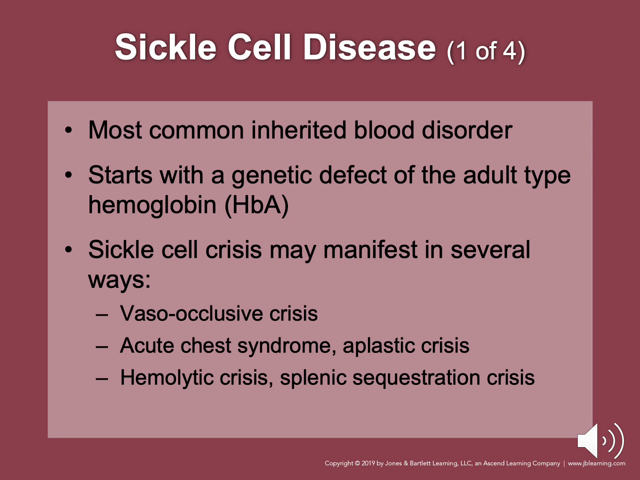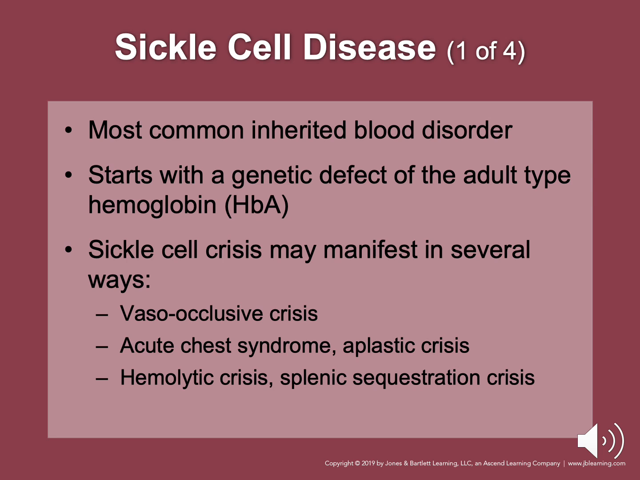Vaso-occlusive crisis results when the blood flow to the organ becomes restricted, causing pain, ischemia, and often organ damage. It usually lasts between 5 to 7 days, and it's obstructed circulation to the spleen. Acute chest syndrome is a vaso-occlusive crisis that can be associated with pneumonia. Common signs and symptoms include chest pain, fever, and cough. Vaso-occlusion in the brain may also result in a CVA.